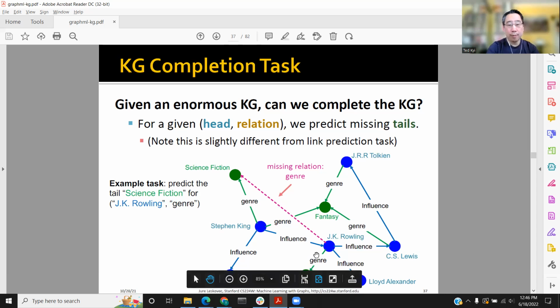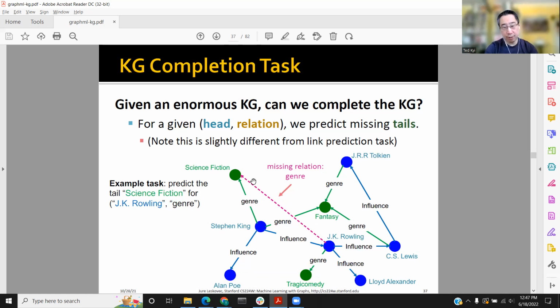So in this case, we may have this node. I'm trying to see. Oh, this node here is J.K. Rowling. I had a little trouble reading the label. And so we have these existing things that say influenced by, genre, and then, is there another genre that's missing? And can we predict whether or not science fiction is the missing genre for this person? That kind of a thing.